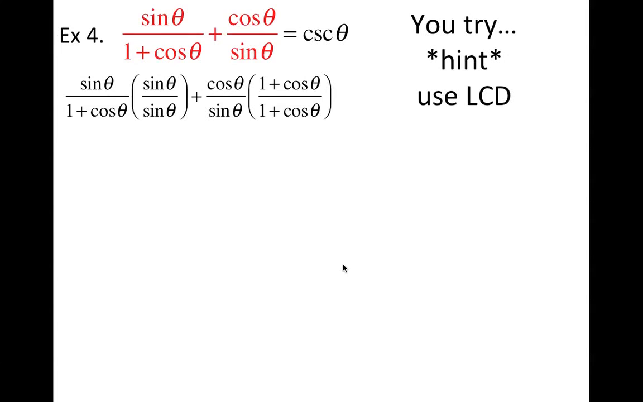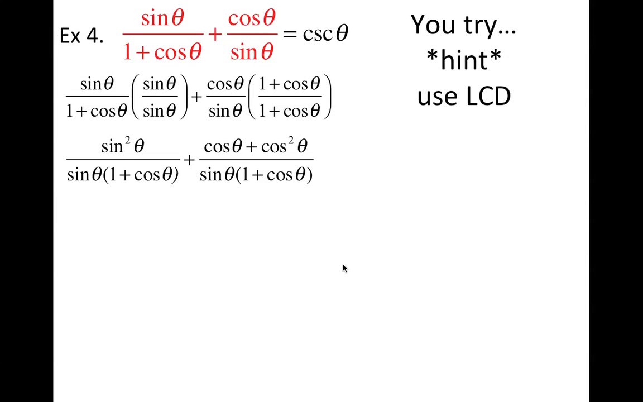By showing all of the work, I'm going to multiply the first fraction by sine over sine, and the second fraction by 1 plus cosine over 1 plus cosine. Notice I get sine squared theta, first numerator. In my second numerator, I'm getting cosine plus cosine squared theta. Now, most of you are familiar with distributing. It says to do LCD, I'm going to multiply through.